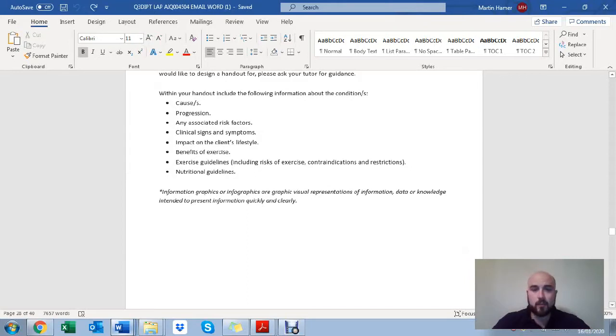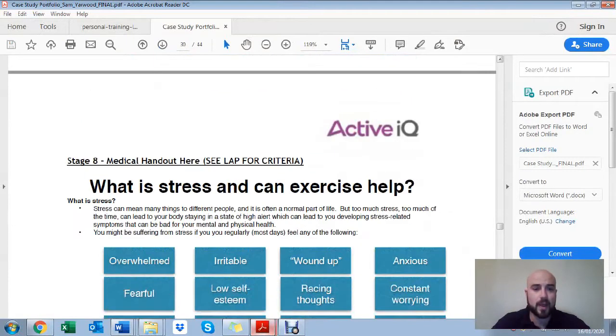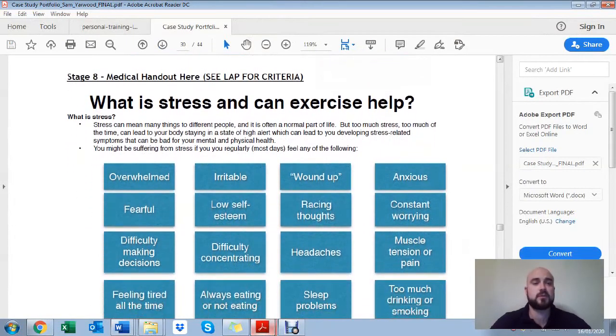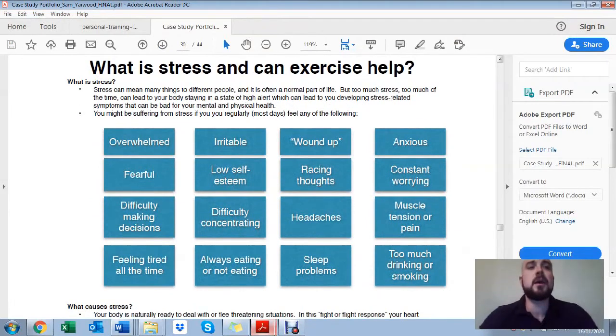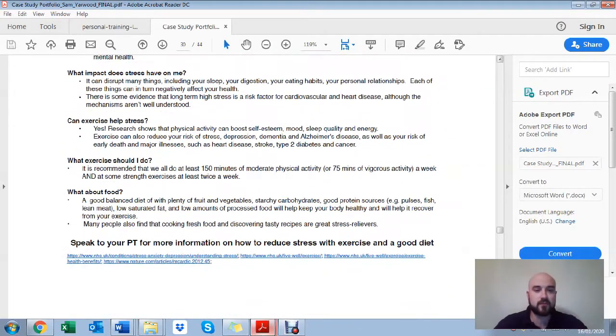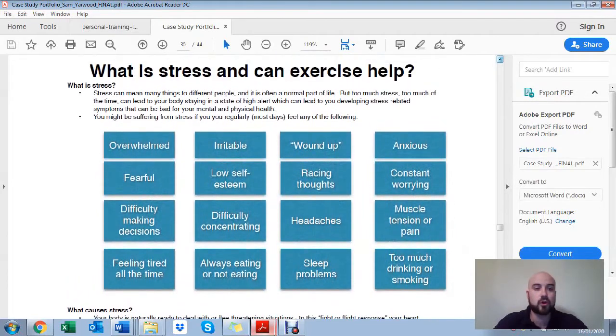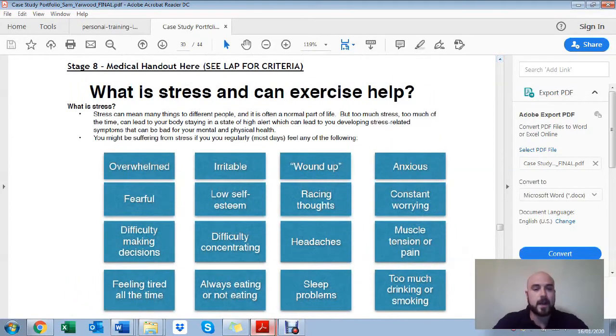I will show you an example of a quick generic medical handout here, where this particular individual has decided to choose the medical condition of stress. So what is stress, and can exercise help? He's given us the definition of stress, some of the symptoms, potential causes, and a bit of information on this handout, and given us some references on where we can find more information. That is an example, and it will also go into your case study portfolio.